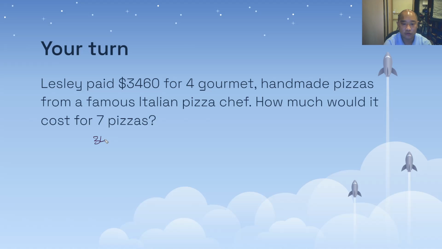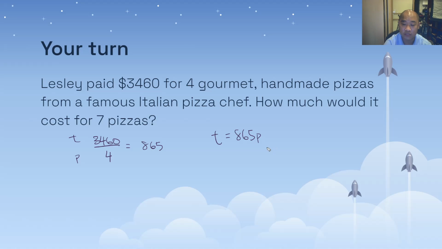So the cost, $34.60 for 4 pizzas. $34.60 divided by 4 is $8.65 per pizza. So again, we have total cost, and we have number of pizzas, and when we have cost per pizza, so our total cost will equal 865 times the number of pizzas.